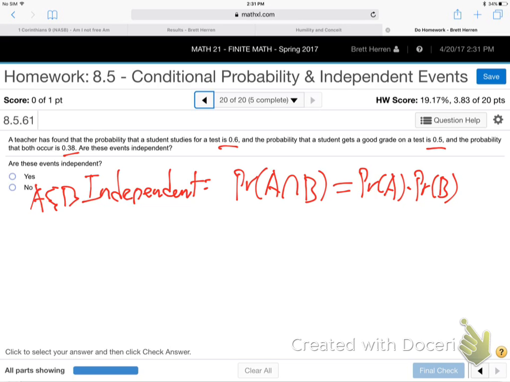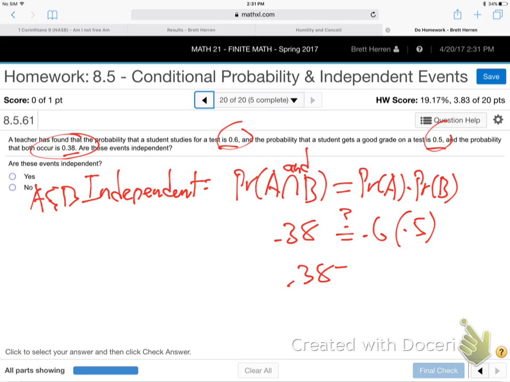So they're basically saying, we're giving you the probability that both occur, 0.38, that's A and B. And 0.6 is A, and 0.5 is B. Are these equal? No, this is 0.30. So you're right, they're not independent. Of course, you already knew that studying has a relationship to grades, but they're just having me formally show that with the math. All right, we good with that? Does that make sense?